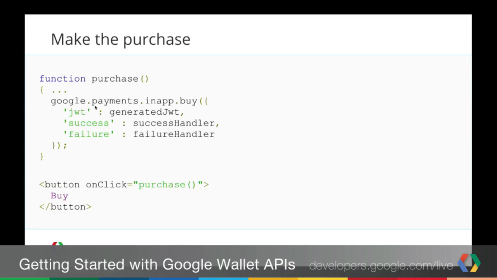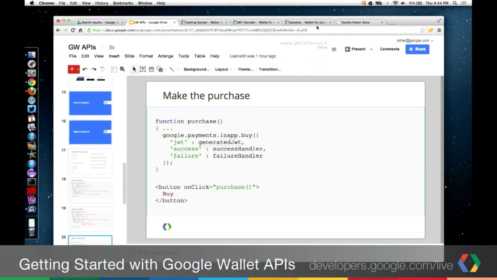And the function call is google.payments.inapp.buy. And to this function, you will pass your generated JWT that we've seen earlier, and two handlers, one for success, one for failure, that will be called on your client when the transaction is over. And you link this handler with a button. Once the button is pressed, then the transaction information will be sent over to Google. And let's have a look at how this would actually work in practice.